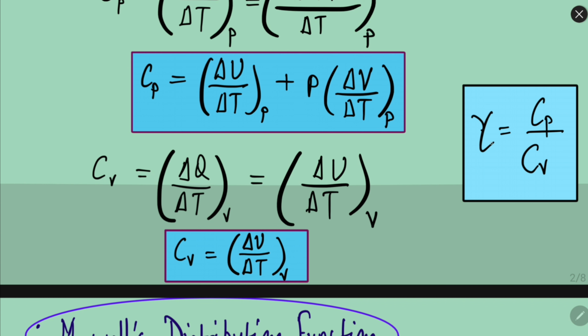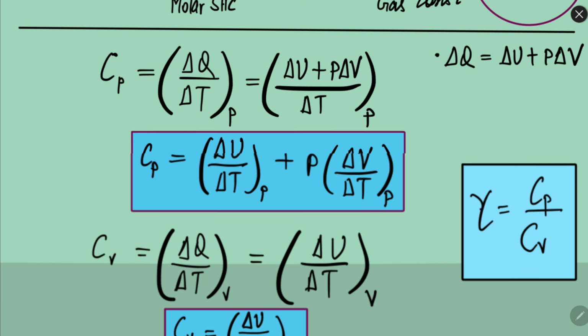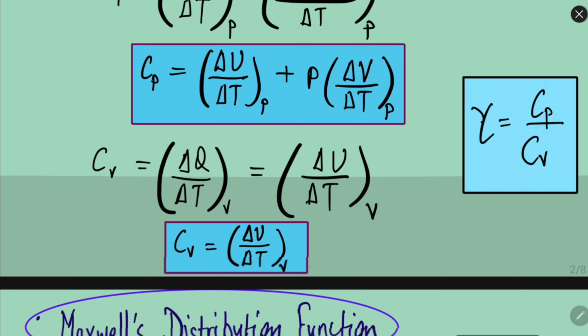And when you take the ratio of Cp over Cv, this ratio has a name: it is called gamma. So the difference of molar heat capacities is R, and the ratio of the specific heat capacities is gamma.